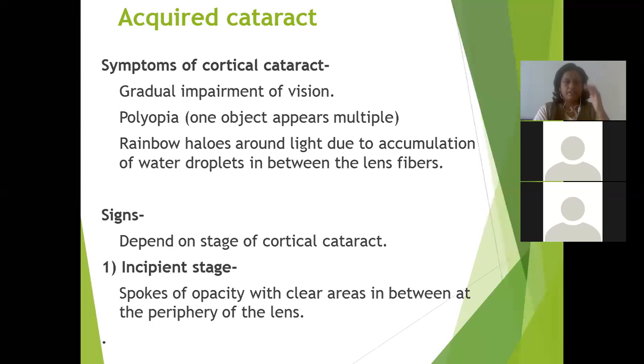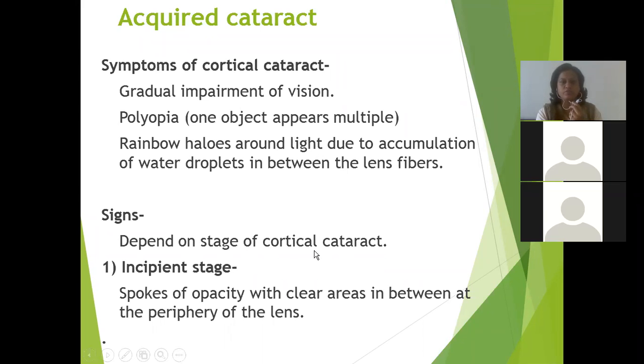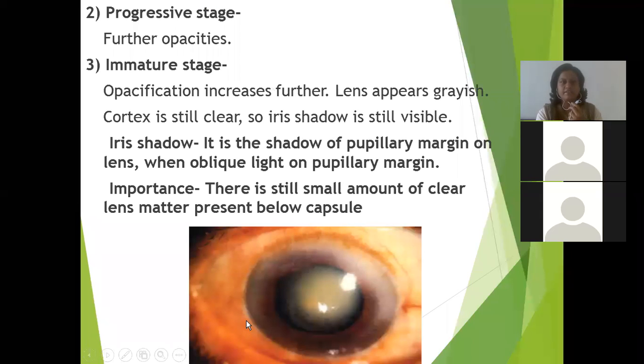So, in the acquired cataract, the symptoms of cortical cataract are gradual impairment of the vision, polyopia, rainbow halos around the light due to the accumulation of water droplets in between the lens fibers, and the signs depend on the stage of the cortical cataract. In this, there is the incipient stage, that is cuneiform opacity with clear areas in between, at the periphery of the lens.